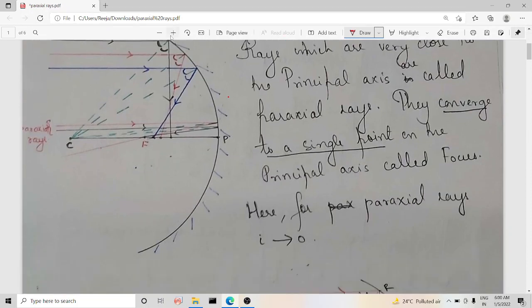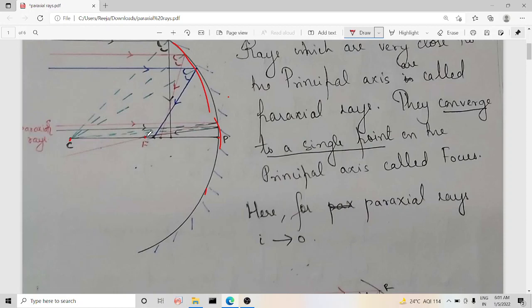Now this is a concave mirror drawn here, and this is the principal axis. This is the pole of this mirror, and this is the center of curvature. And this point F represents the principal focus that you are familiar with. What is the principal focus? You have learnt in your earlier classes that rays which are parallel to the principal axis will converge through the focus.